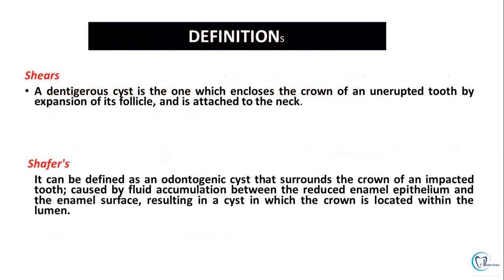The definition of dentigerous cyst given by Shear is the cyst which encloses the crown of an unerupted tooth by the expansion of its follicle and its attachment to the neck, that is at the cemento-enamel junction. Another important feature for the dentigerous cyst is the attachment of the lining epithelium at the cemento-enamel junction. Another definition, given by Shafer, is an odontogenic cyst which surrounds the crown of an impacted tooth, formed because of fluid accumulation between the reduced enamel epithelium and the enamel surface.